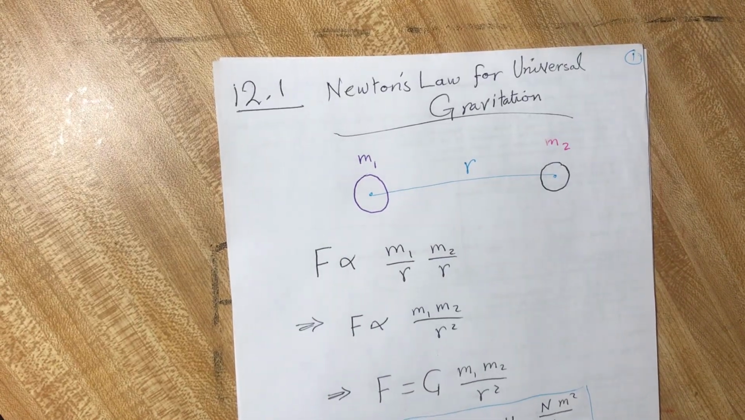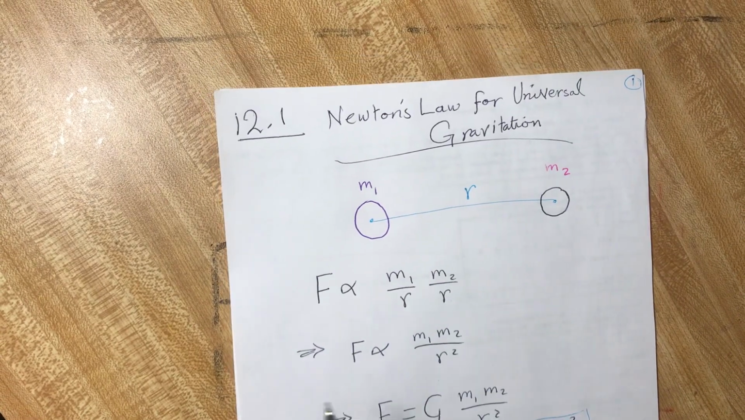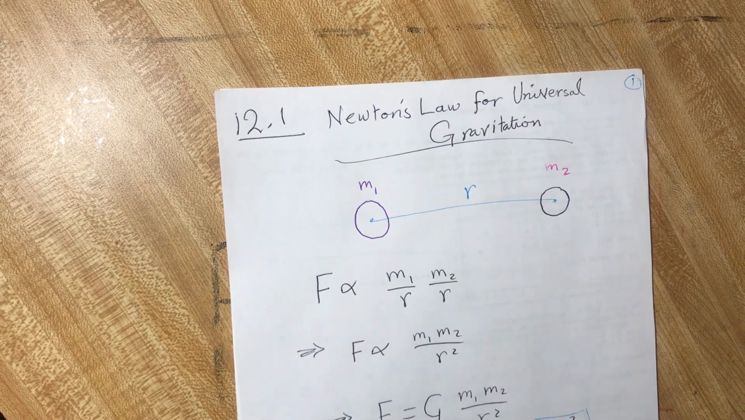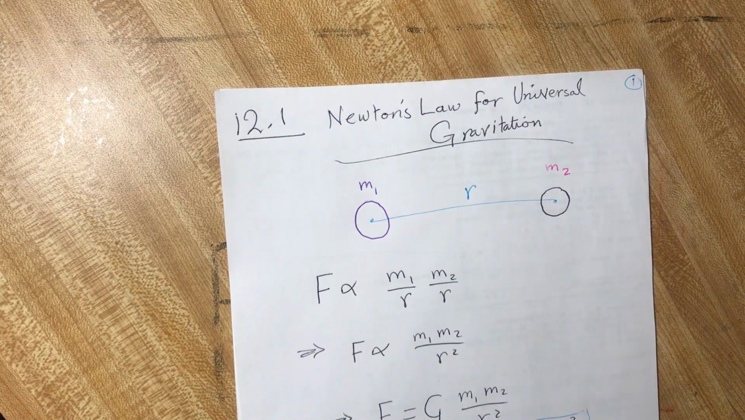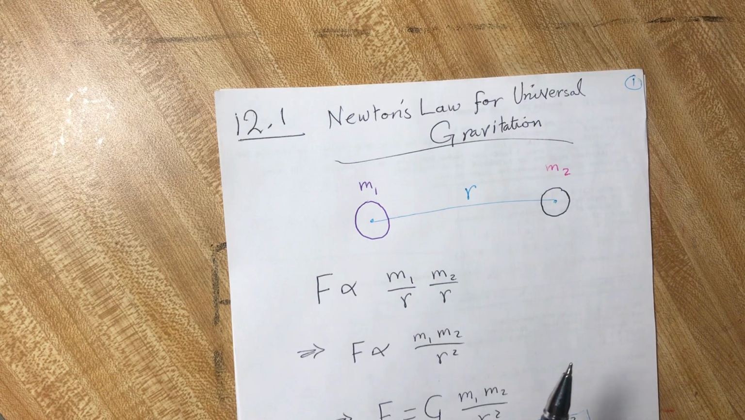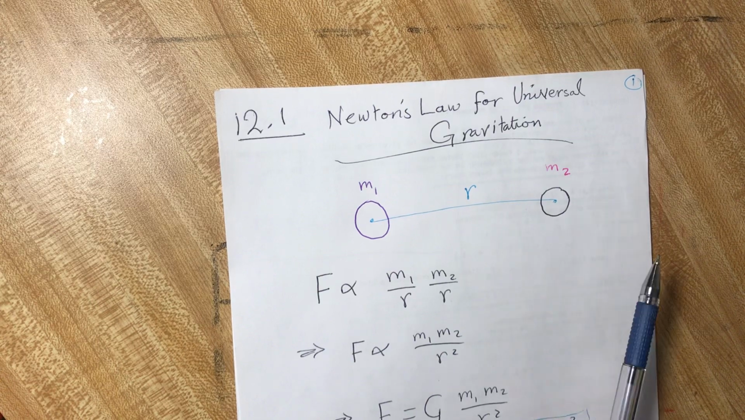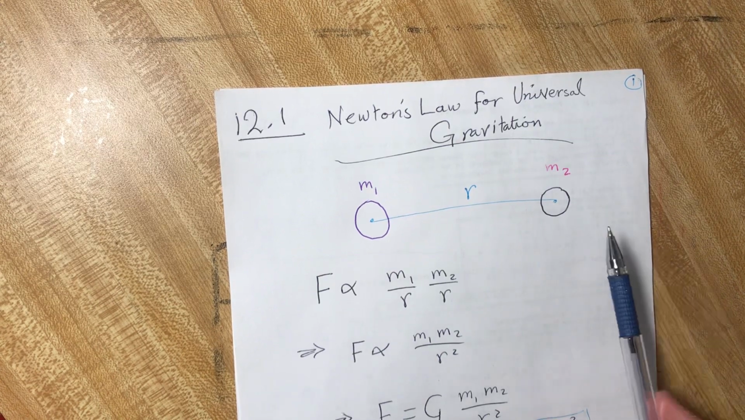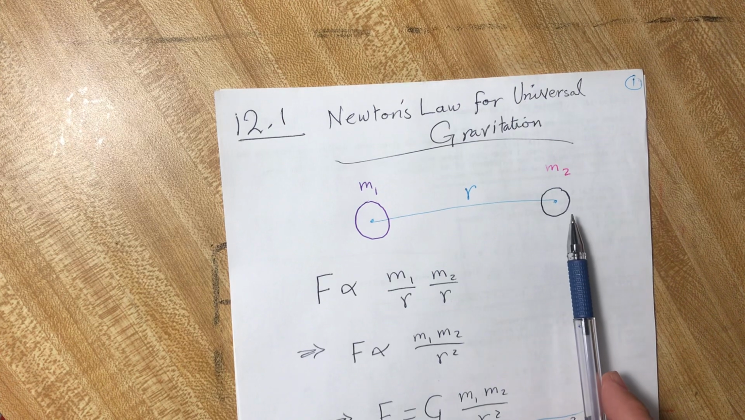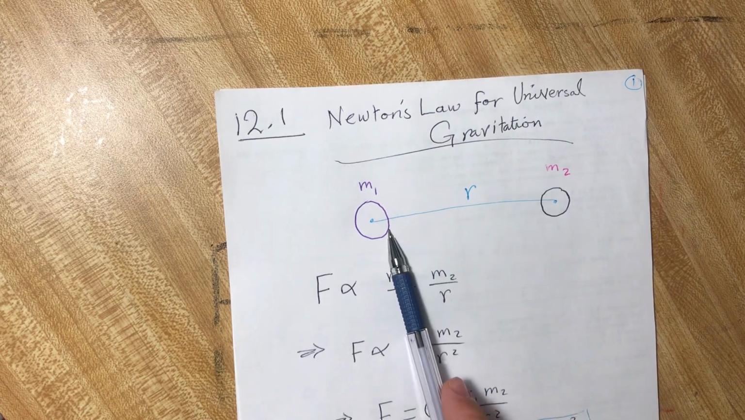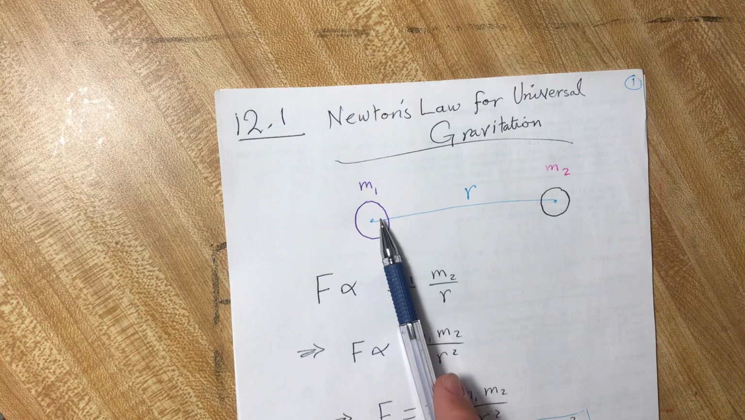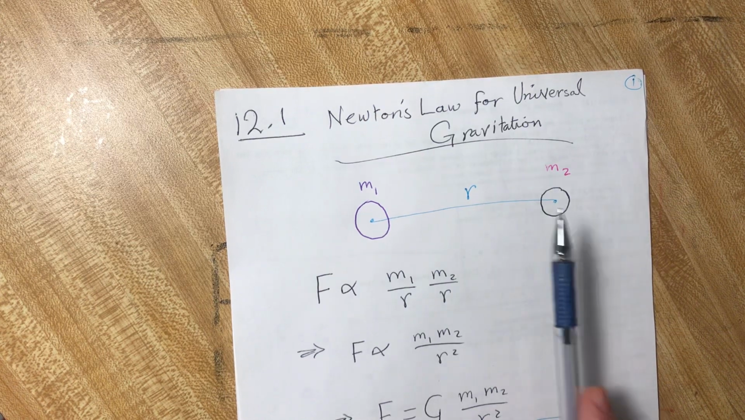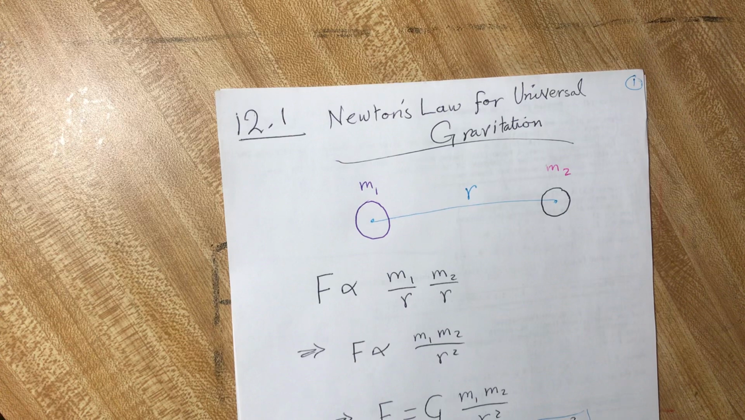Newton has three laws in mechanics, in motion: first, second, and third. This is the fourth one, which is the gravitational law. All of us know that if we have two bodies, the first with mass m1 and the second with mass m2, and the distance between them is r, then there is an attractive gravitational force between them.